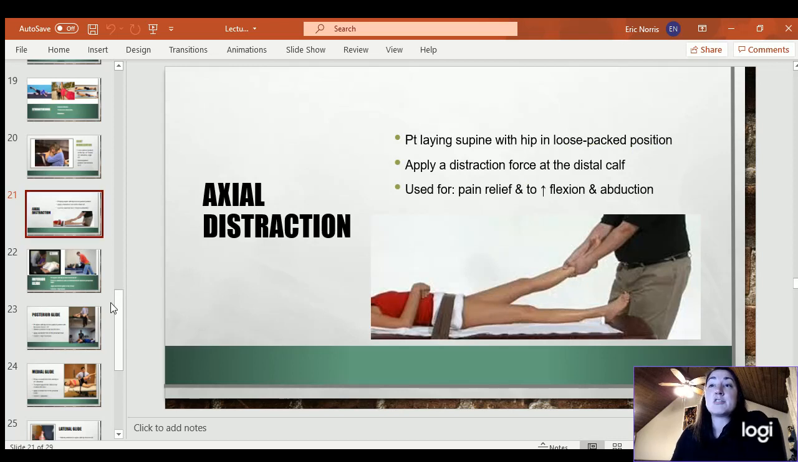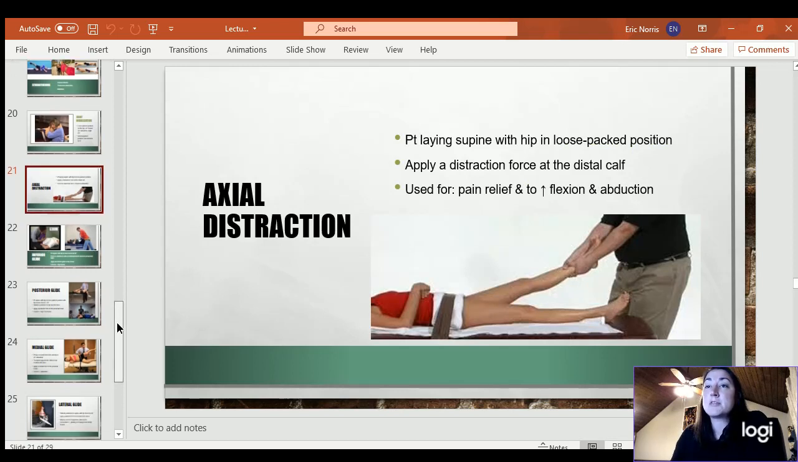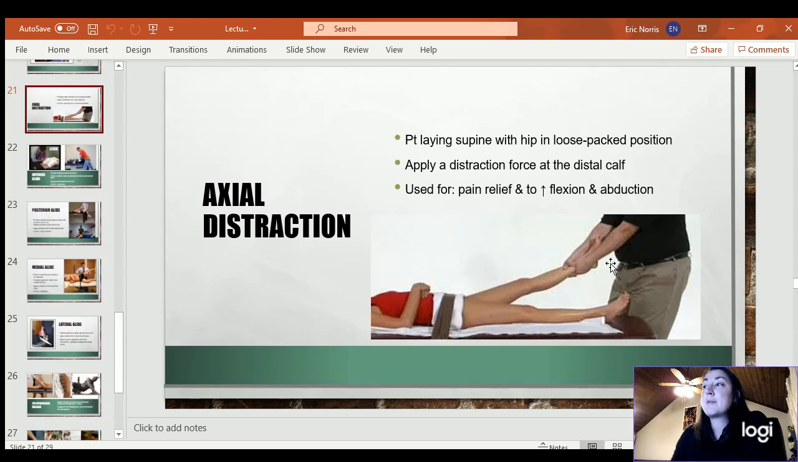Okay, axial distraction, long bone distraction. You're grabbing the patient's calf and pulling downward in a distraction force. So typically we have it towards the loose pack position, about 30 degrees of flexion, 30 degrees of abduction. Could have it in a little bit of external rotation, and you're just doing a straight axial distraction, so just pulling inferiorly.